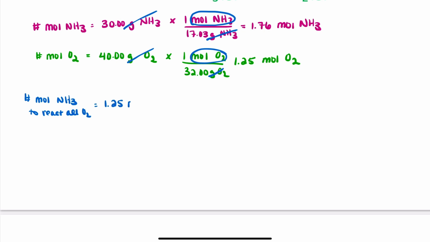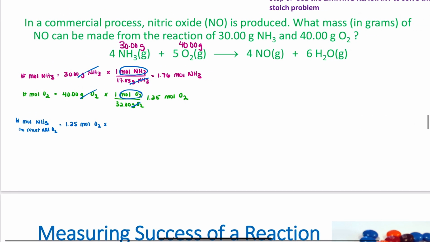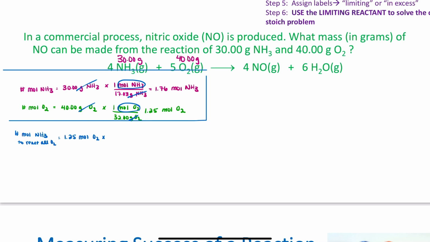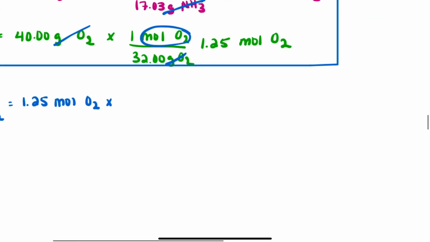If I want to react all 1.25 moles of O2, how many moles of NH3 do I need? Now to do this, I do need the balanced equation, and I want to draw these off. I'm trying to box things in for you guys so that we can see it going through a little bit. So this is step 1. Working on step 2, or step 3. I see that 4 moles of NH3 react with 5 moles of O2.